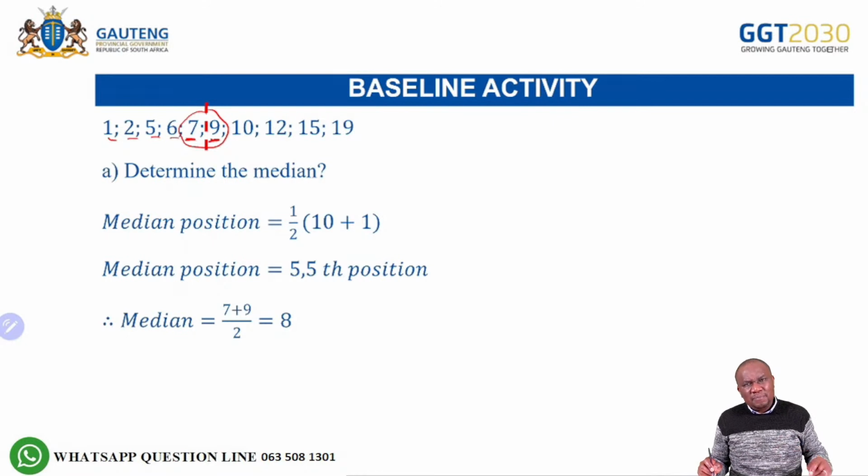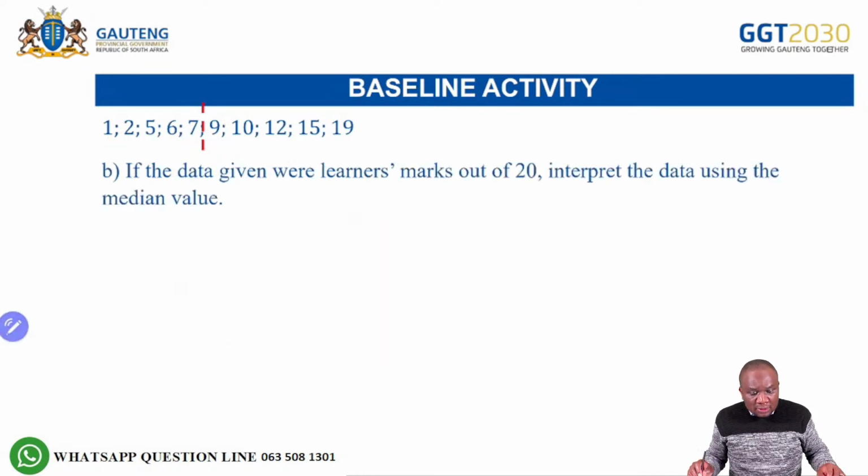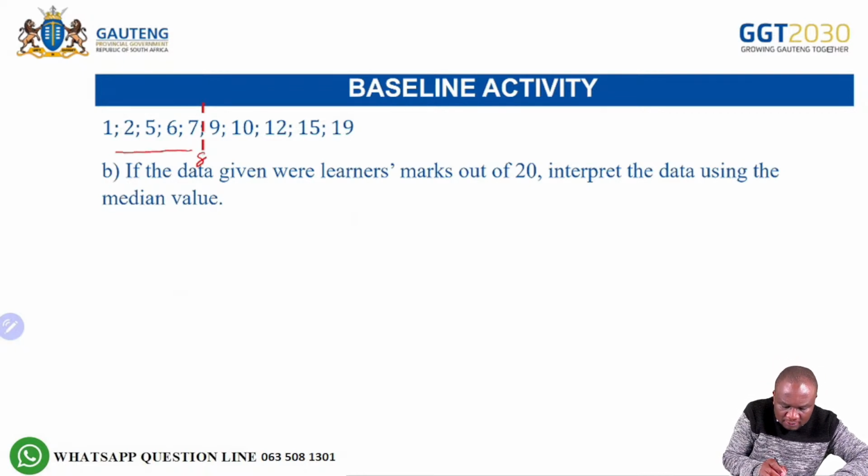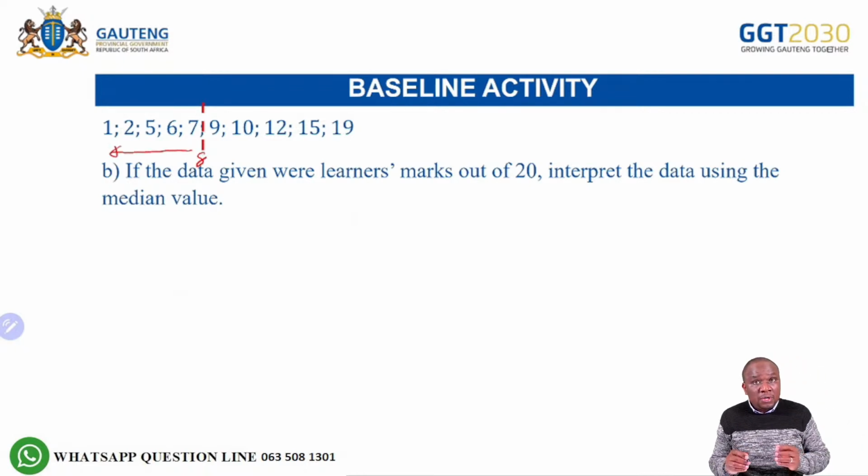Right, what is the meaning of this? Now, I want us to understand, sort of introducing the measures of spread. If the data given were the learners' marks out of 20, interpret the data using the median value. So it means that 50% of the data set is below 8 out of 20. It means 50% of the learners got below 8 out of 20.